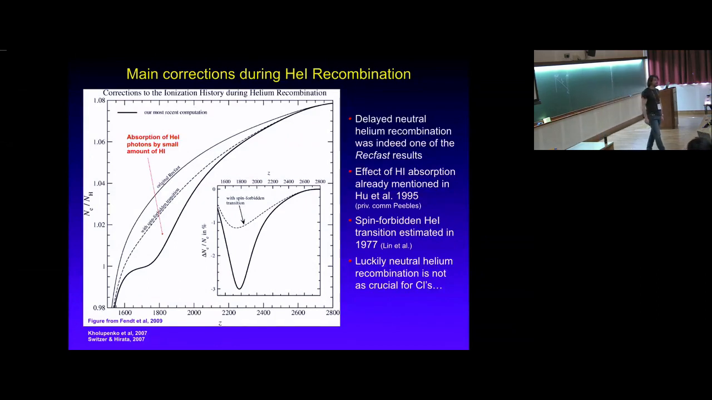And this process, even though at that redshift of 2000 there's only a tiny amount of hydrogen atoms in Saha equilibrium, in fact, a very small fraction, 10 to the minus 6, this small fraction of hydrogen atoms, because of the big cross-section, can even then still absorb photons in the helium resonance.